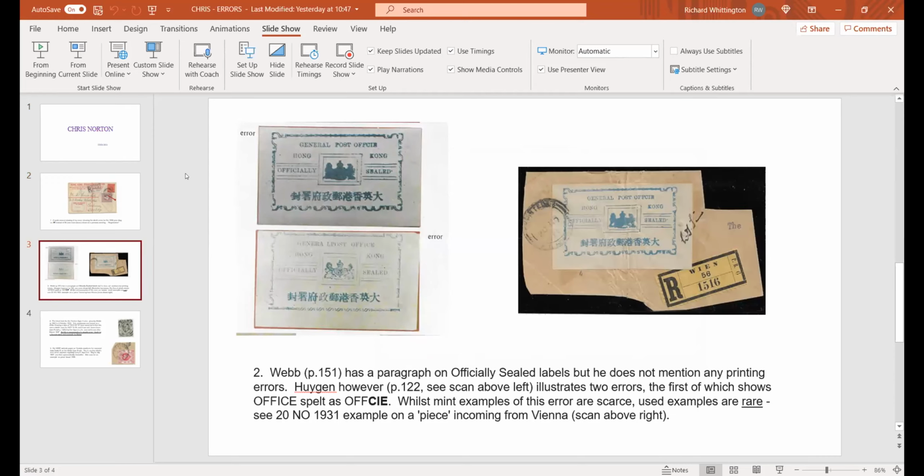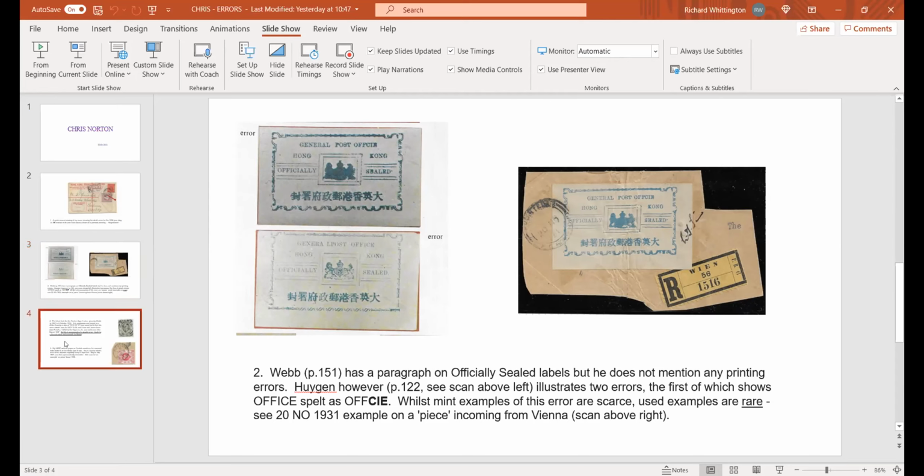And the second one is officially sealed labels. Webb doesn't mention errors in the printing of these things, but Huygens did, and he illustrated two errors, which are shown at the left side. One with L general with an error in the spacing, and the other one with the C and I of office the wrong way around. And Chris shows one of the latter with the wrong office from his collection. He says there are mint examples of this error, which are scarce, but used examples are particularly difficult to find. And this one is the 20th of November, 1931 on an incoming piece from Vienna, in Germany, I think.